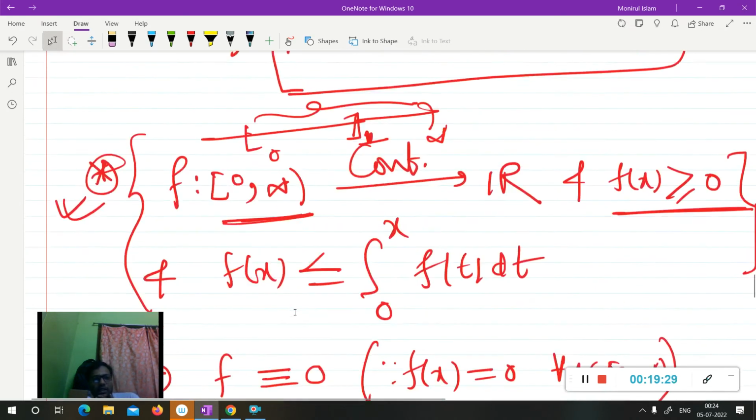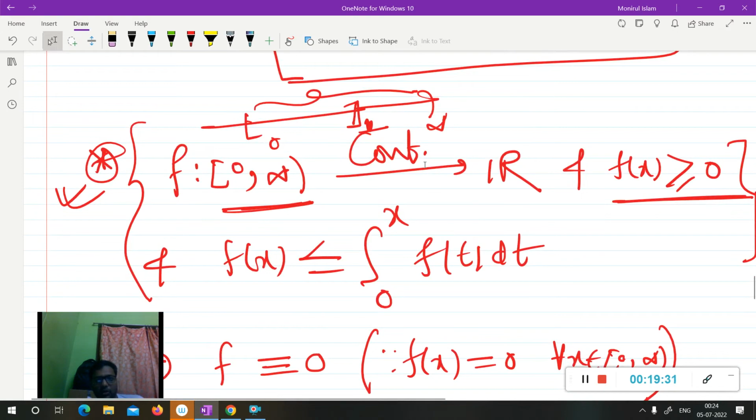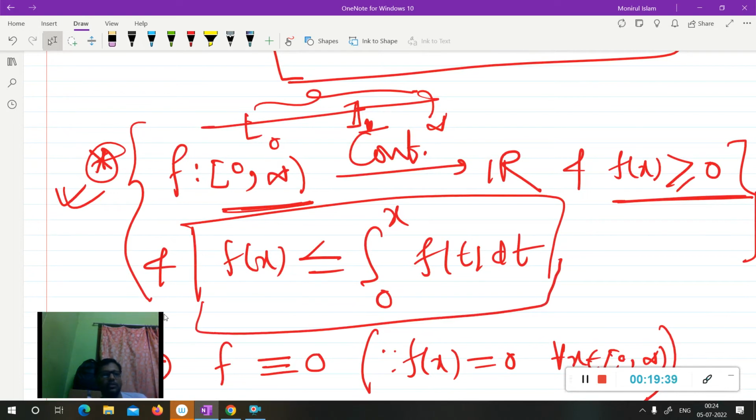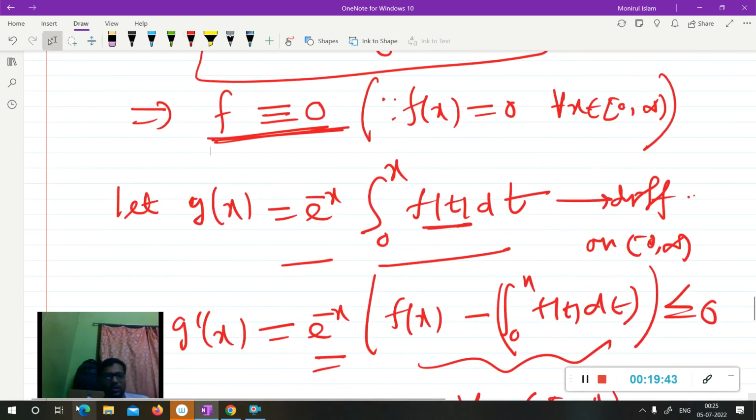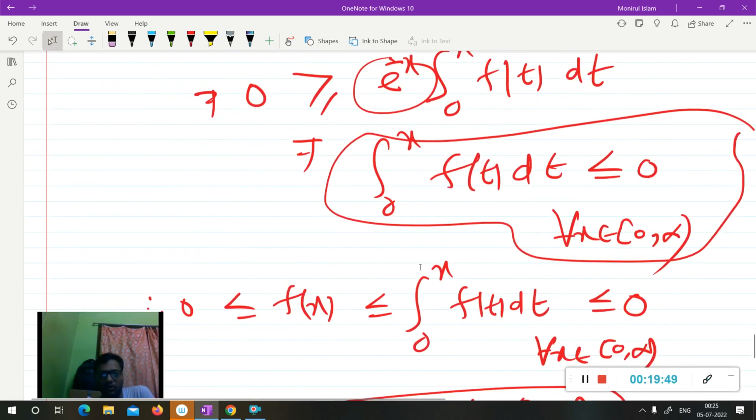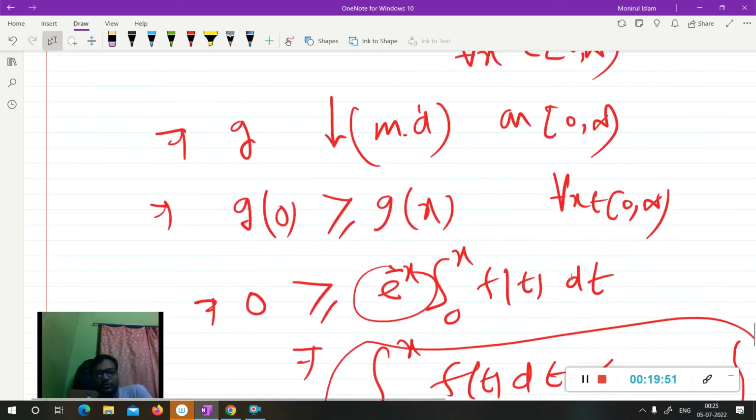So I can state the result: if f is a function from [0, infinity) to R and it is a non-negative function, this condition is very vital. If f(x) ≤ ∫ from 0 to x of f(t) dt, then the only function satisfying this condition is the zero function. You can prove this by taking this function. Very simple proof. Hopefully this question's solution is clear.